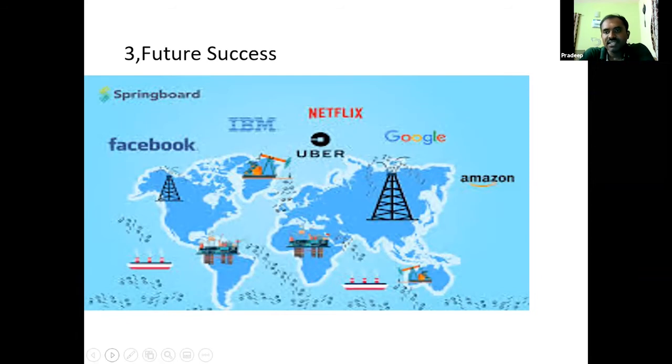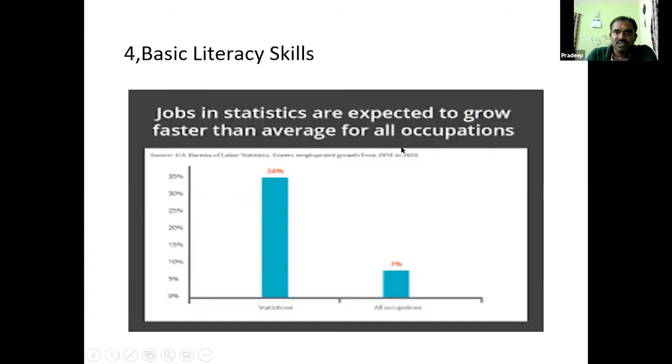From a professional perspective also, if you know a bit of analytics, you have a clear edge in whatever domain you are in, whether sales, supply chain, or HR. It can make a lot of difference. Jobs in statistics are expected to grow faster than average for all occupations.